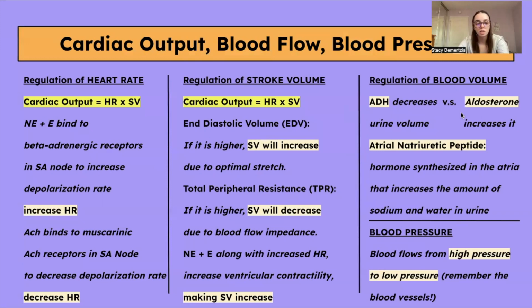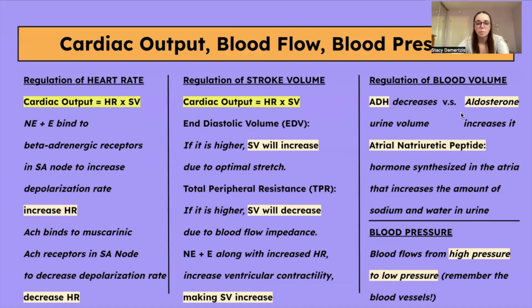If we wanted to decrease heart rate, we would have acetylcholine that would also bind to receptors in the sinoatrial node to do the opposite effect. It would decrease the depolarization rate. So depolarization, this act of becoming more positive in this flow of electrical signaling, if that rate is going to slow down, then the signal is going to slow down and our heart rate would then slow down. So that's for heart rate.